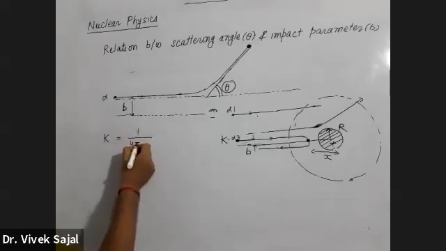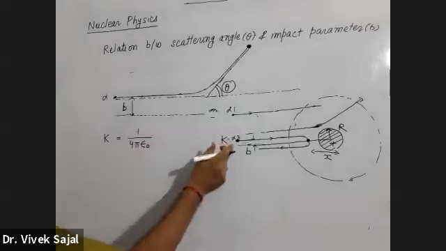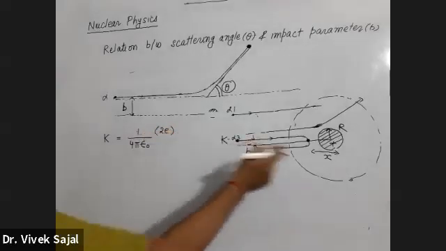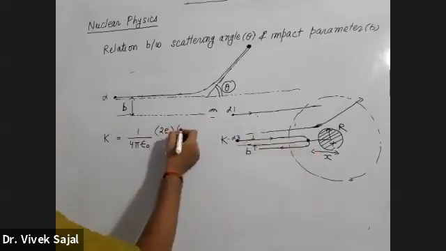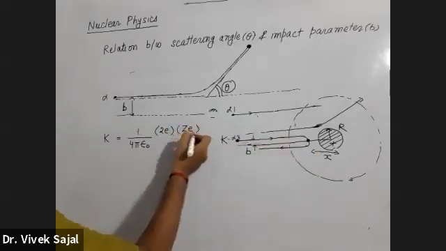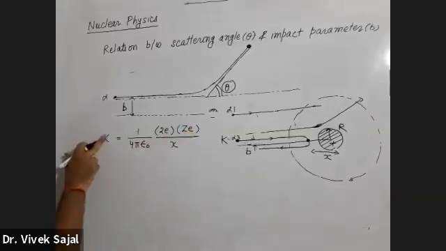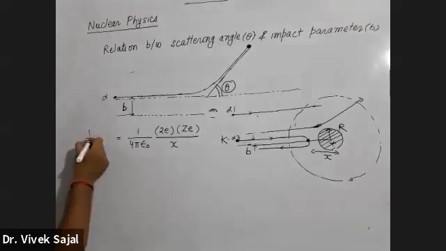This will be 1/4 pi epsilon naught. What is the charge on the alpha particle? +2e. If Z is the atomic number of the nucleus, then it will have Ze, upon x. And kinetic energy will be how much? This will be, suppose, half of mv square.